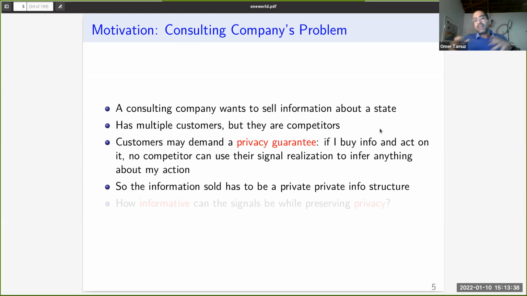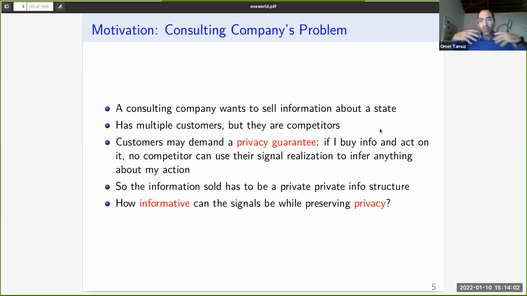So this makes the information that's sold to all these competitors a private-private information structure. You're selling information to all these different people, and you don't want any of them to know anything about what you sold to the others, this forces you to have a private information structure. And then the natural question is, how informative can I make this? How much information can I actually sell?